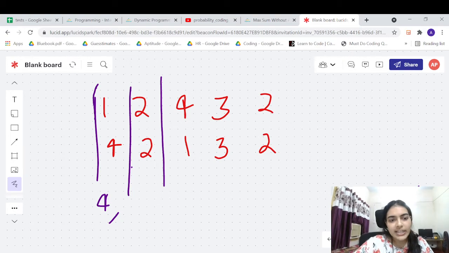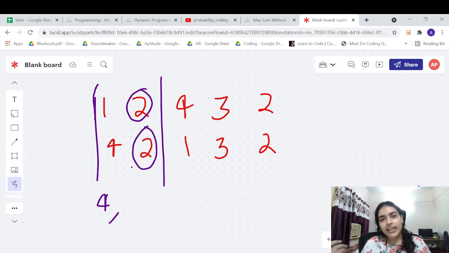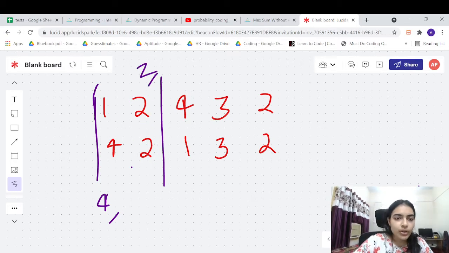So whatever answer I get here, I cannot include the previous answer. That is the condition. Among these two, which is maximum? In our case, we have taken examples such that both are equal, so we can take any of them. We take 2. If we take 2, we will get 2 as our answer.